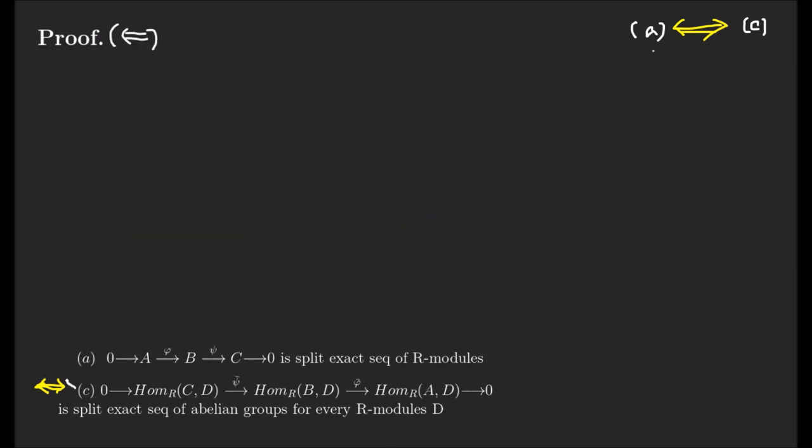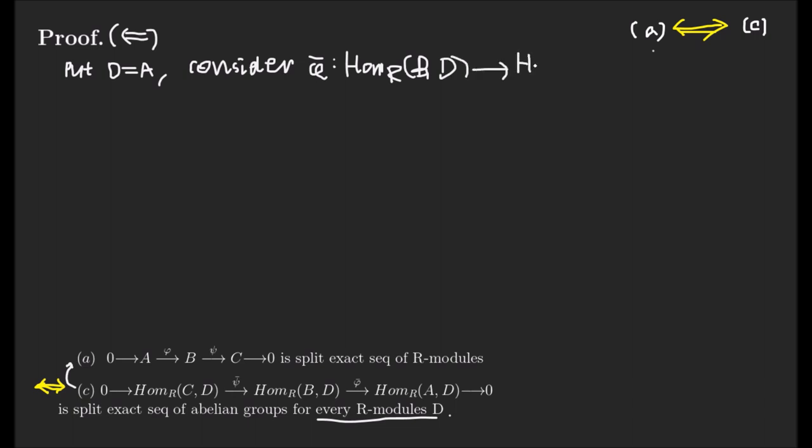Now let's prove this direction from C to A. The tip is this statement: for every R module D, this split exact property holds. So I put D into A because the statement holds for every R module. Then consider the map bar phi from Hom_R(B, D) to Hom_R(A, D). Note that the map phi is, by the definition, a property of the split exact sequence.